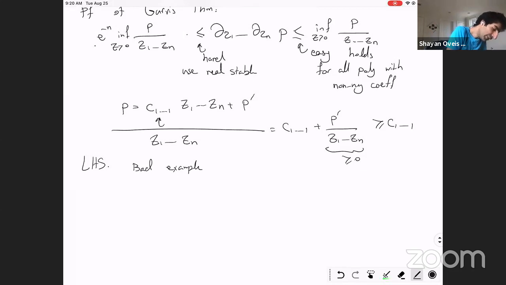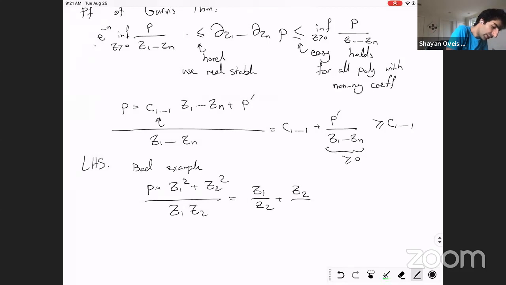Now for the left side, let's look at this polynomial p, which is not real stable: z1 squared plus z2 squared. The coefficient of z1 z2 is 0. Now, if I divide this by z1 z2, I get z1 over z2 plus z2 over z1. And the infimum over positive z of this quantity is 2. So in fact, you cannot even detect whether or not the coefficient of z1 up to zn is 0 if your polynomial is not real stable.